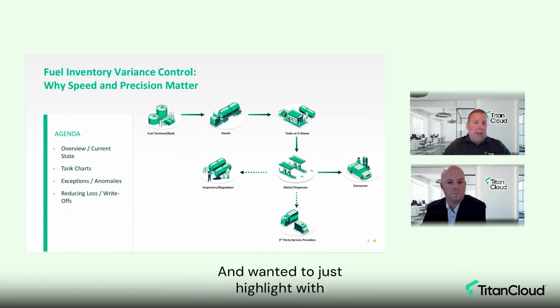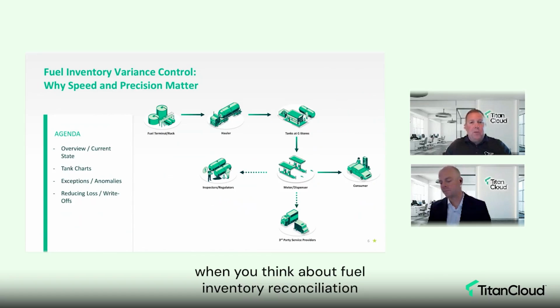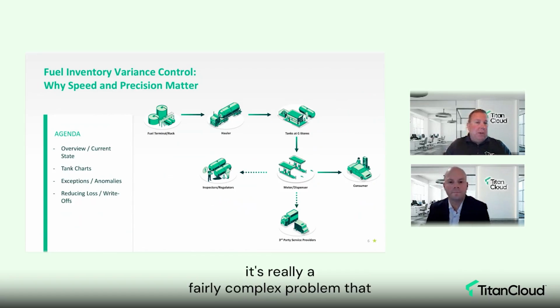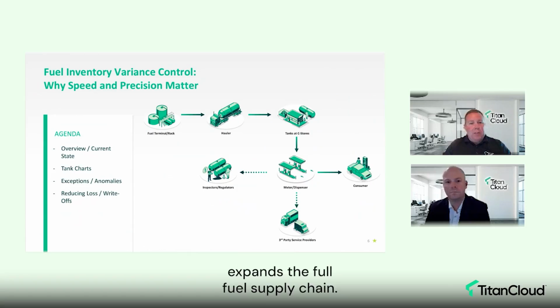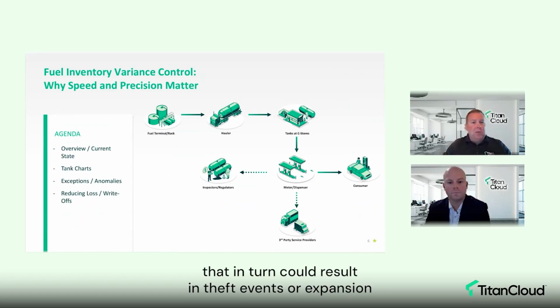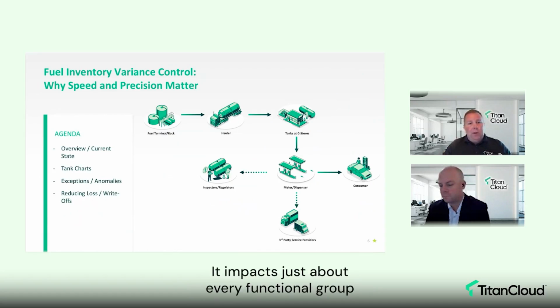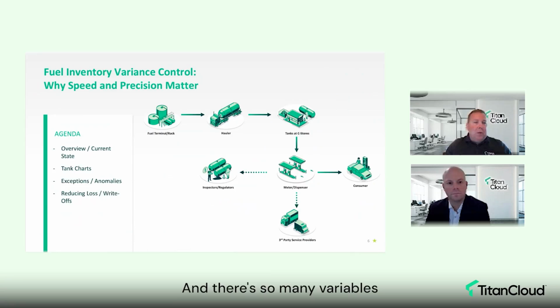organization. And I wanted to highlight with the graphic here, when you think about fuel inventory reconciliation or inventory variance, it's really a fairly complex problem that expands the full fuel supply chain, right? So organizations deal with miscalibrated terminal meters that are introducing the wrong amount of fuel to the haulers, that in turn could result in theft events or expansion and contraction of fuel that's dropped into the tanks, right? So it impacts just about every functional group within an organization. And there are so many variables, and a lot of those are what we're going to be talking about today, that impact and add to variances within an organization.